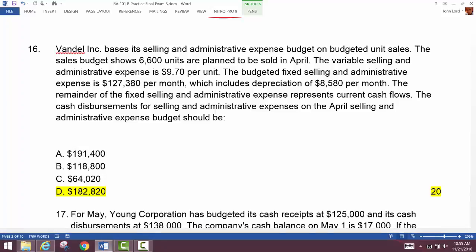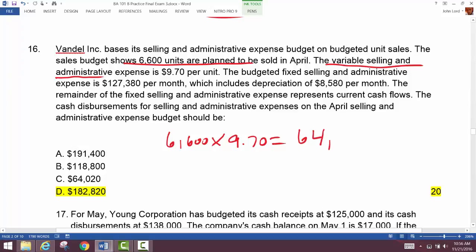So variable selling, and since it's selling and administrative, usually it's by the number of units, right? So it's the 6,600 units. Variable selling administrative is what, 970? Okay, so 6,600 times 970 is 64,000 something. 020. Then what do I do? Bring in the fixed. Fixed selling and administrative is 127,380.